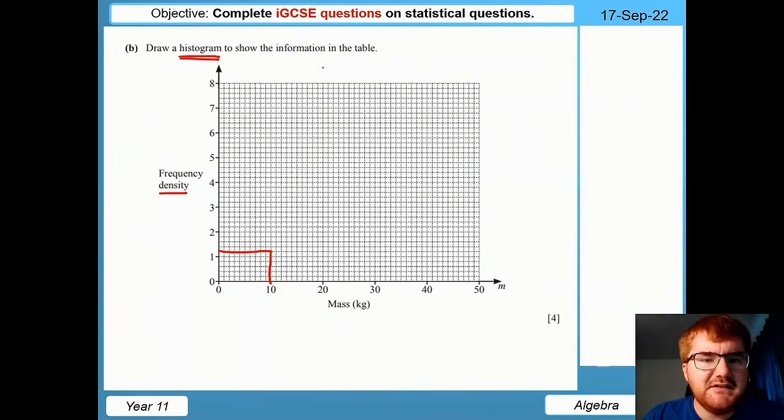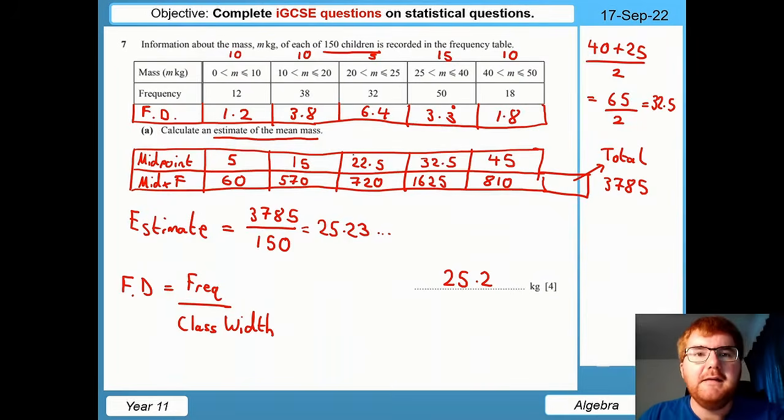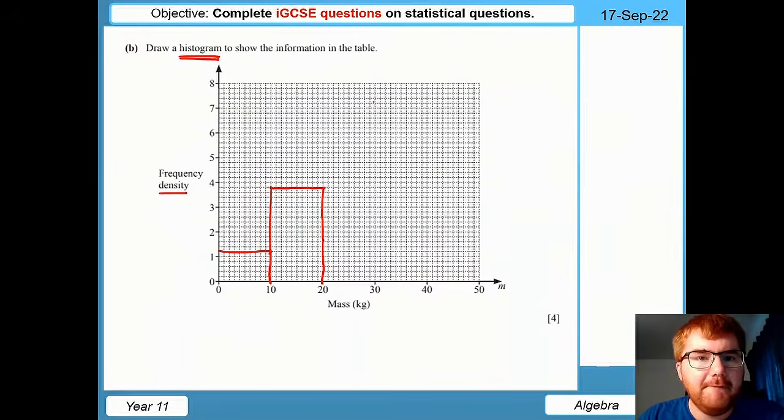This one's 10 and 20, so go between 10 and 20 up to 3.8. That's going to be here. So again, the bars are continuous, so they will be next to each other. We're going here between 10 and 20, so like so. This is where the width changes, so you have to be really careful here, between 20 and 25, and we want to go up to 6.4.